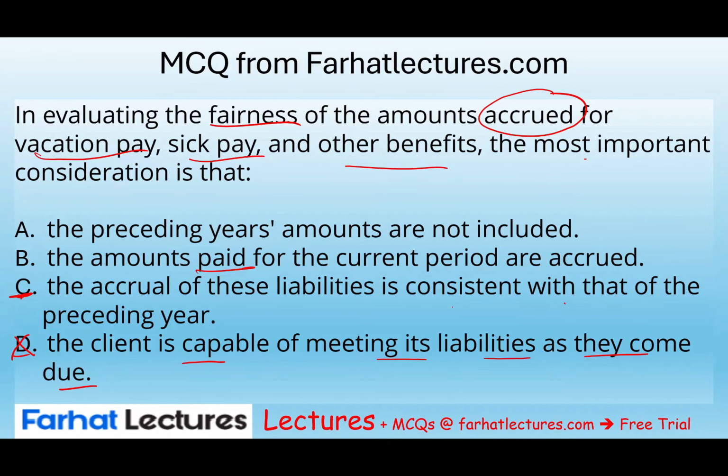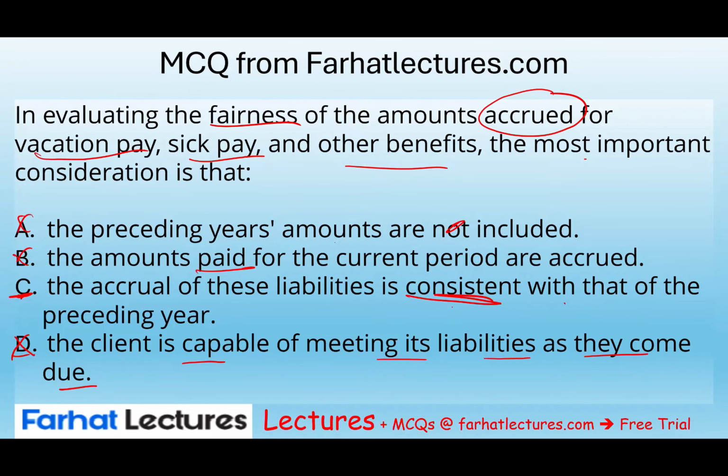after the fact. The amounts paid for the current period are accrued. It means we already paid them. We're looking at, what do we look at to determine that the amount is fair? We look at the prior period. That's an important consideration. Therefore, between B and C, B is out. A, the preceding year's amounts are not included. Yeah, the preceding year's amounts should be included. Therefore, the best answer choice is the accrual of these liabilities is consistent with that of the preceding year.